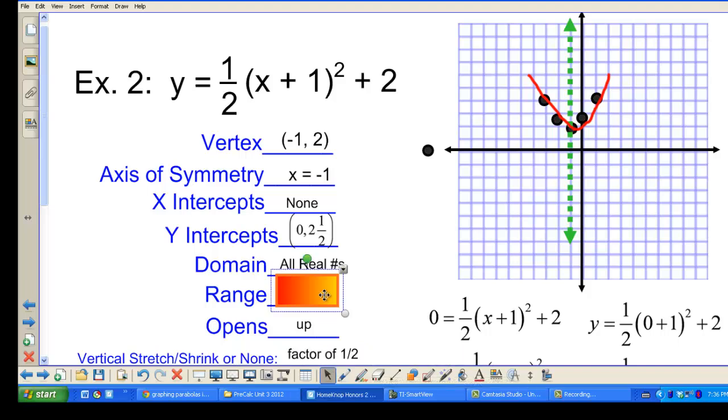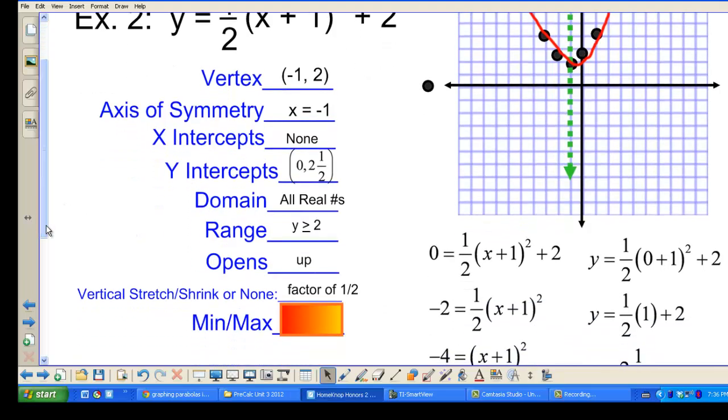This means my range is going to be all of the values that are 2 and bigger. So y is greater than or equal to 2. And now I know that I have a minimum at the vertex -1, 2.